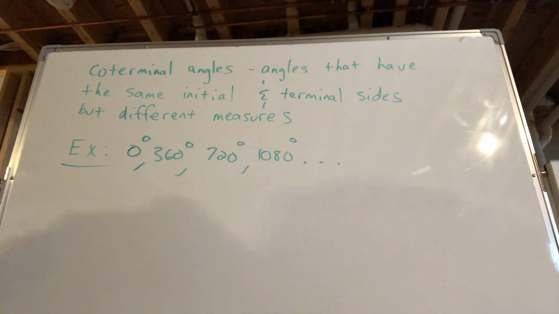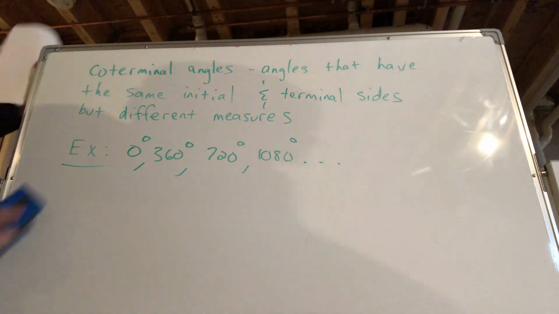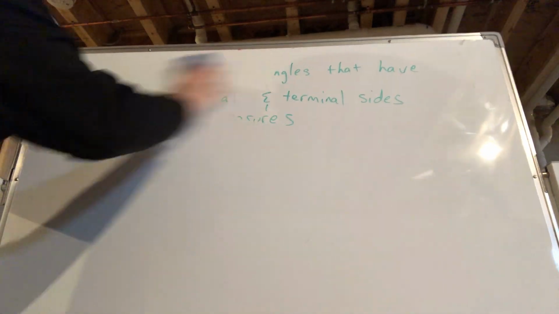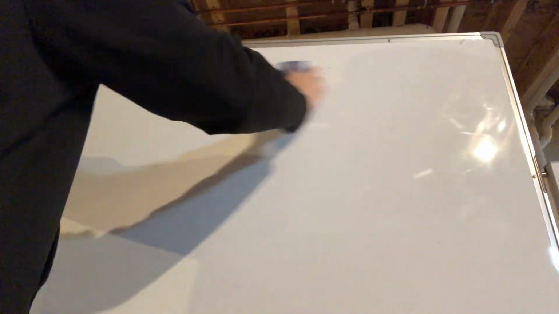So we're just going to do a couple examples with coterminal angles. They're really simple to find. Let's go ahead and get to that. I'll just use the same slide here. All right, so I have some directions to write down here. Let me go and do that. It might take me a little bit.